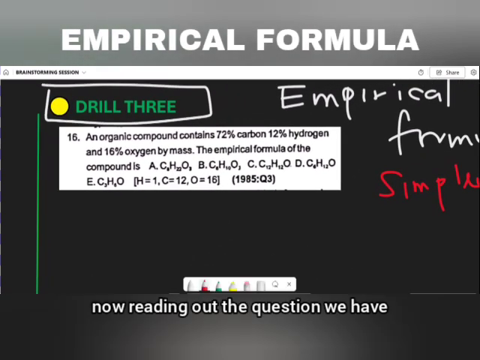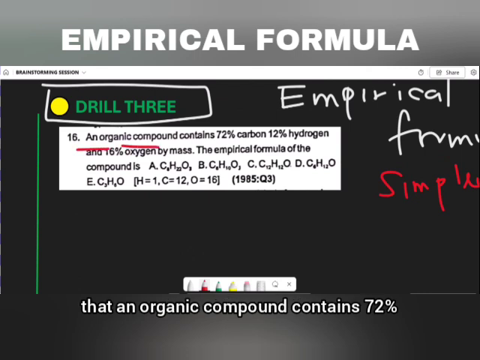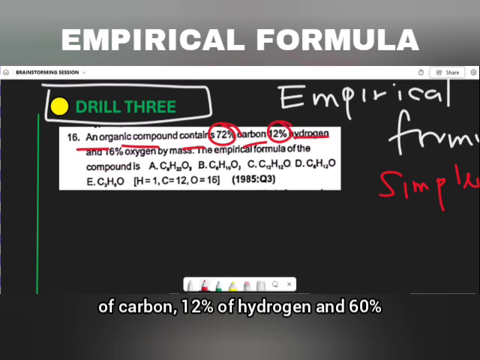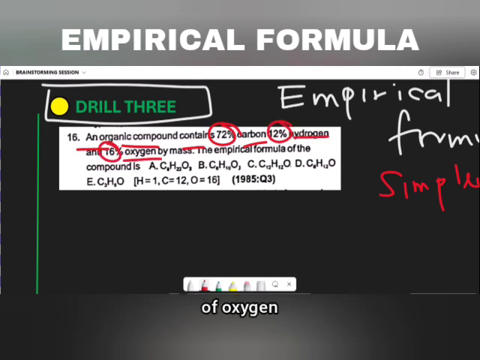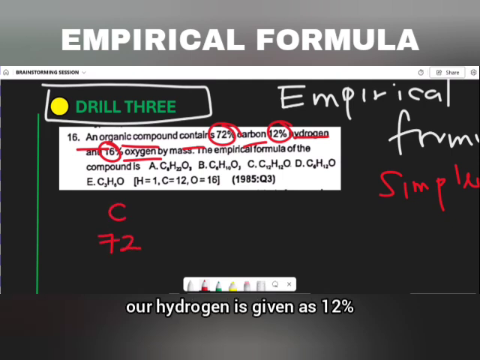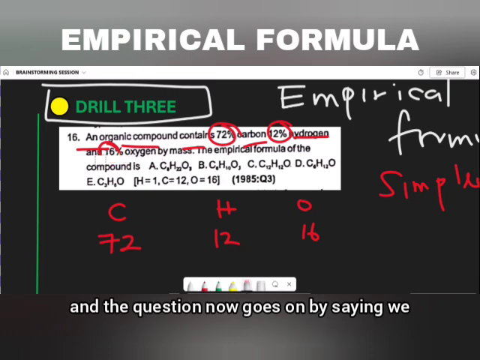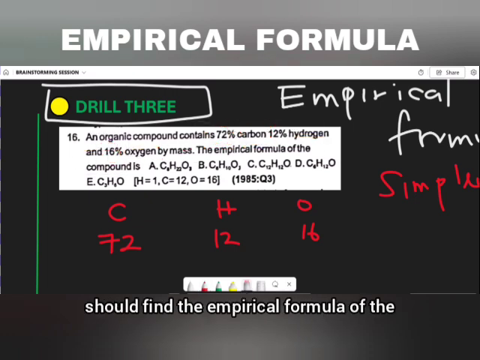Now, reading out the question, we have that an organic compound contains 72% of carbon, 12% of hydrogen, and 16% of oxygen. Let's write that very fast. Our carbon is given as 72%, our hydrogen is given as 12%, then our oxygen is given as 16%. The question goes on by saying we should find the empirical formula of the compound.